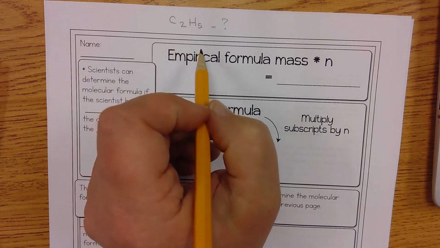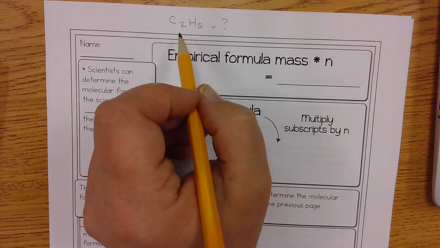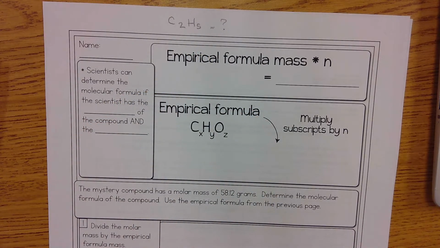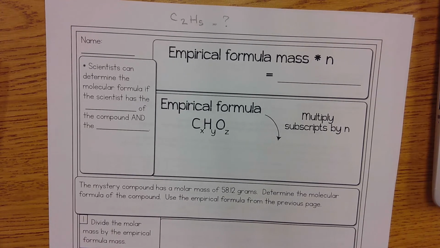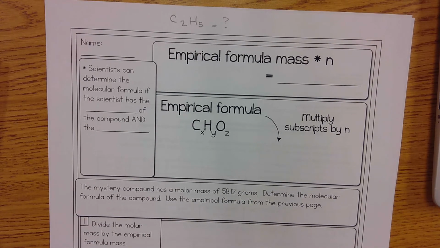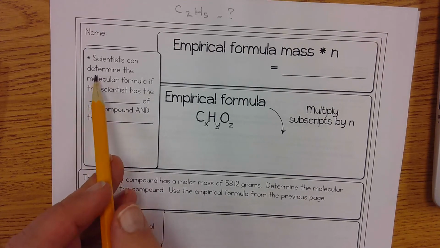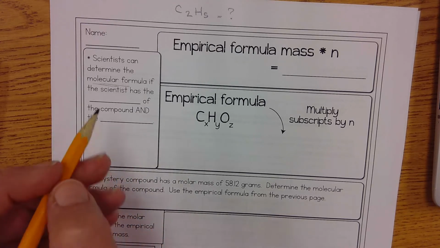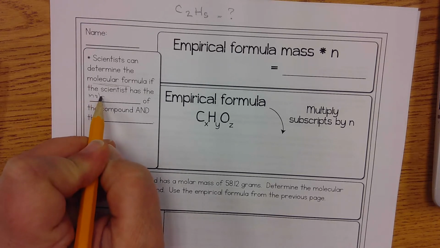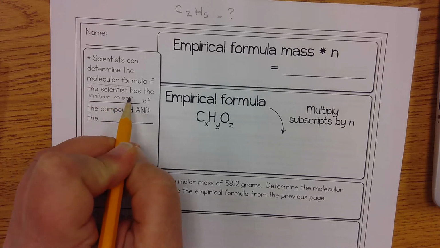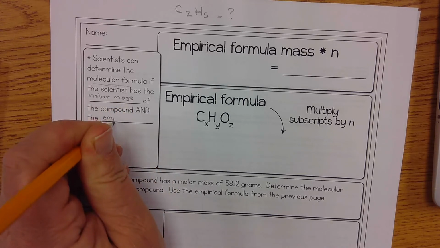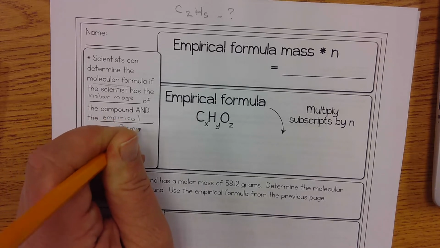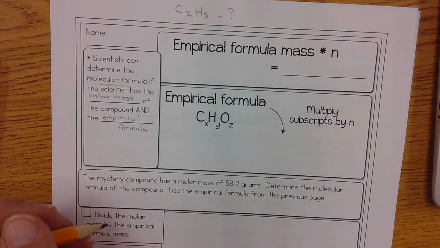It could be C2H5, but it might be C4H10 or C8H20. There are many different options, but there's a way to calculate what it actually is based on the empirical formula. Scientists can determine the molecular formula. Remember, that's exactly what it is. If we have the molar mass of the compound and the empirical formula, we can figure out exactly what it is.